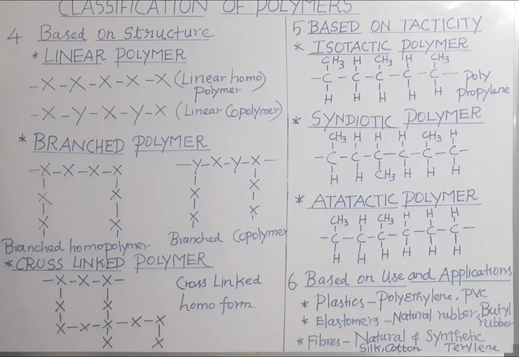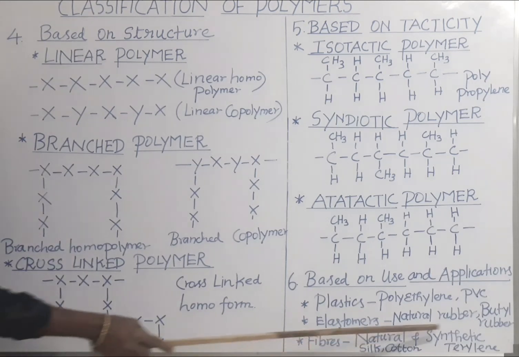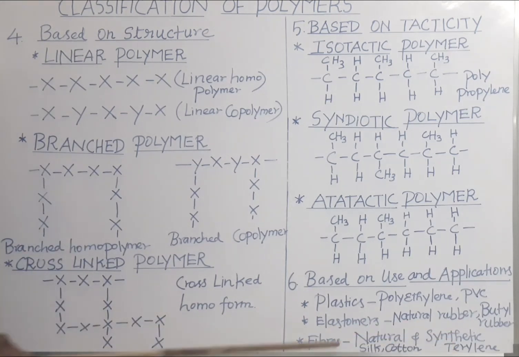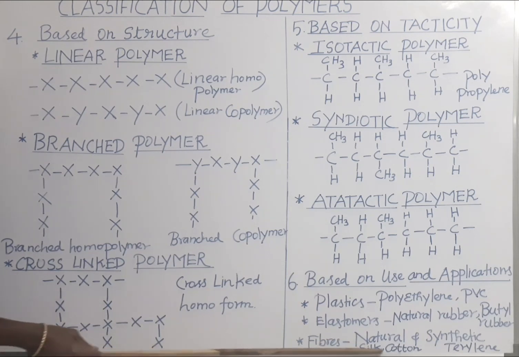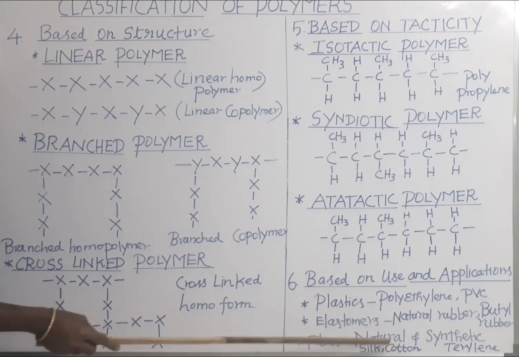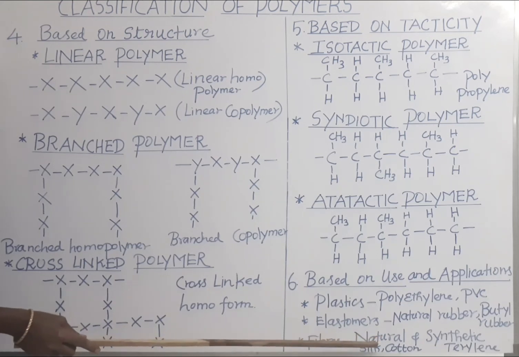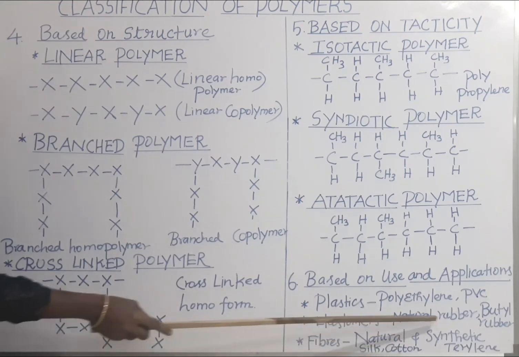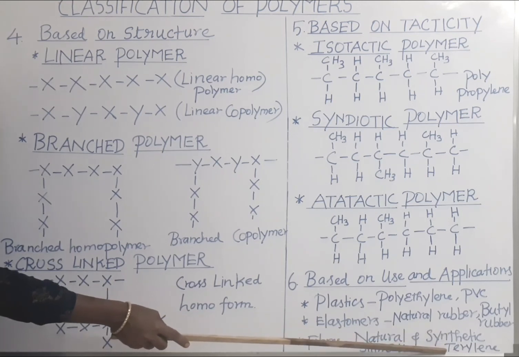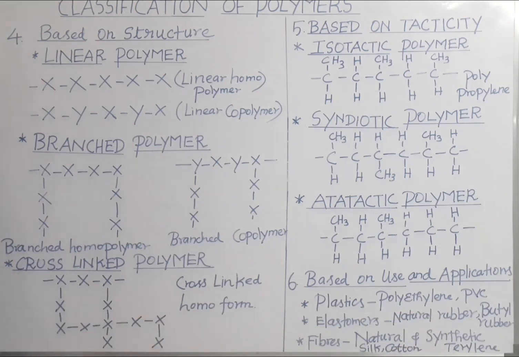A fiber is a thin thread-like structure of a natural or artificial substance. It is used to make cloth, ropes, etc. It is classified as natural and synthetic fibers. Examples of natural fibers are wool, silk, cotton. These are natural fibers that are directly extracted from plants and animals. The next one is synthetic fibers. An example of a synthetic fiber is sterling. So based on use and applications, polymers are classified as plastics, elastomers and fibers.